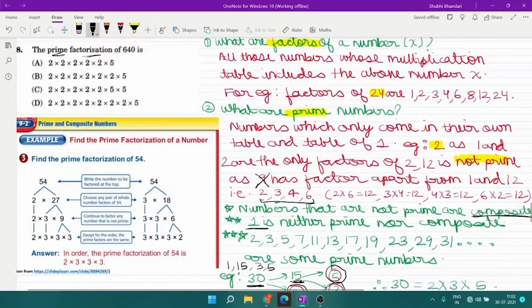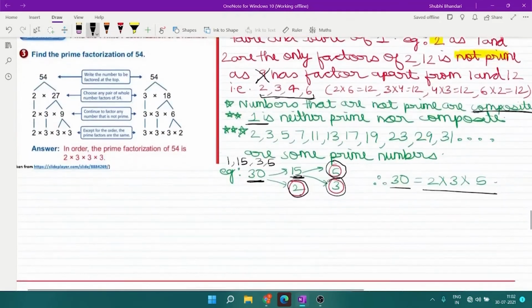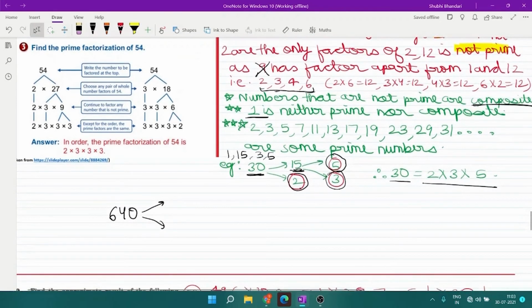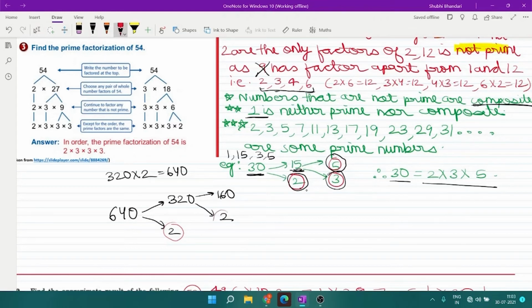Similarly, we are asked to do prime factorization of 640. So 640, let us try dividing this into a prime and a composite number. So 2 and 320, because 320 into 2 gives us 640. Now 2 is a prime number, but 320 is a composite number. Let us try breaking it down. This can be divided again into 2 and 160. Again, 2 is a prime number, but 160 is not. Let us divide again. 2, 80.